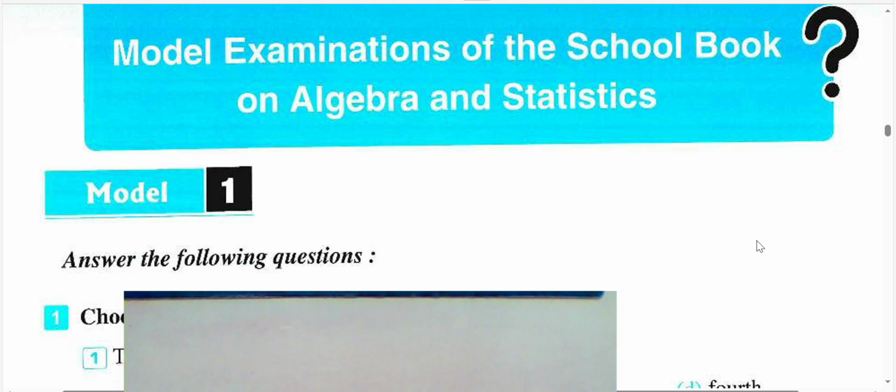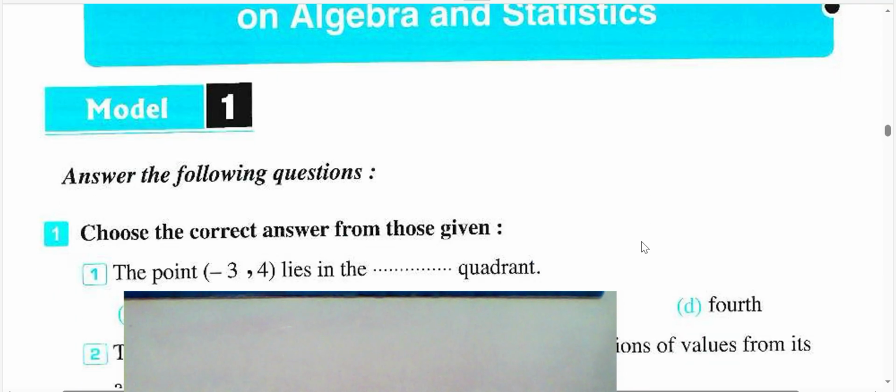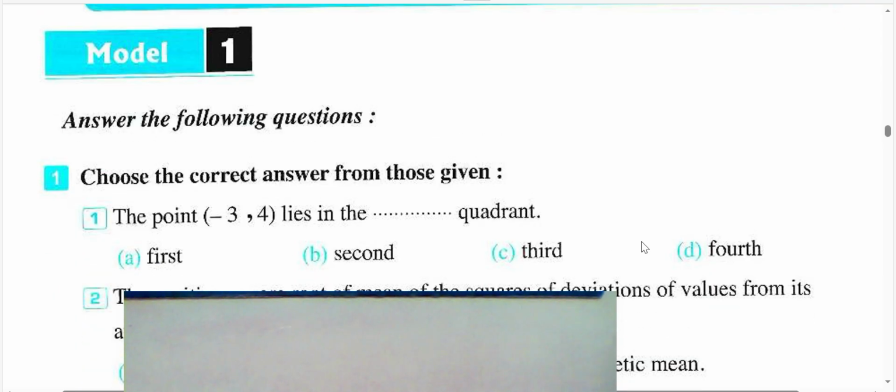Prep 3. Today we'll solve model examinations of the school book on algebra and statistics. First question, show the correct answer. The point (-3, 4) lies in which quadrant?